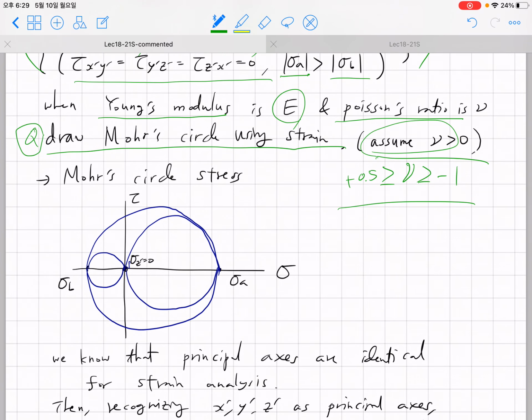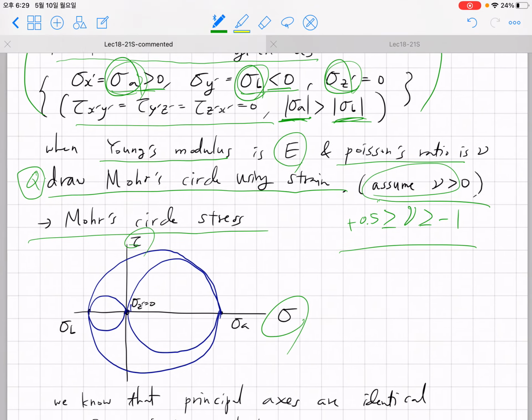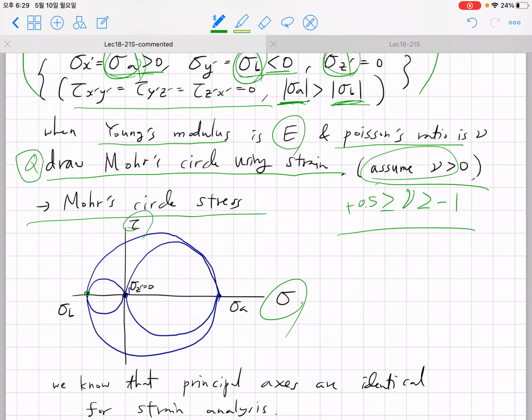So let's draw the Mohr circle for stress analysis, with sigma and tau as the horizontal and vertical axes. Here we have sigma A positive, sigma B negative, and sigma Z, which is 0, as our principal stresses, and the absolute value of sigma A is larger than the absolute value of sigma B, so you have sigma B, sigma Z, and sigma A. After pointing out the three principal stresses, you can draw three circles. Then you can complete the Mohr circle for stress.